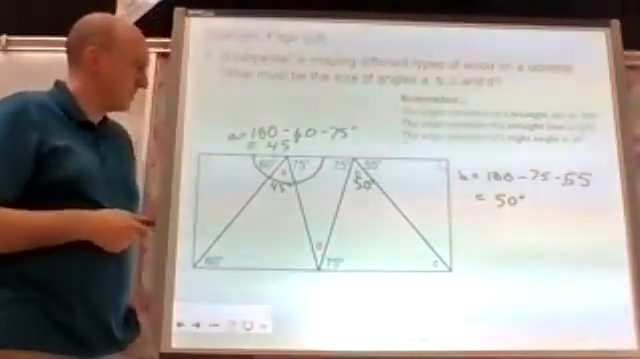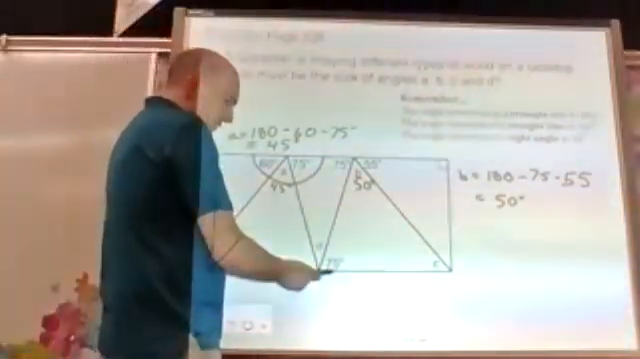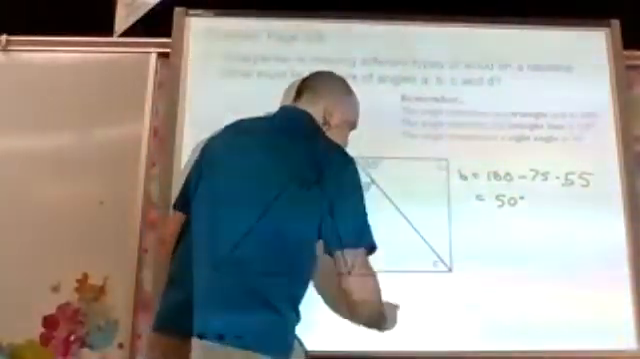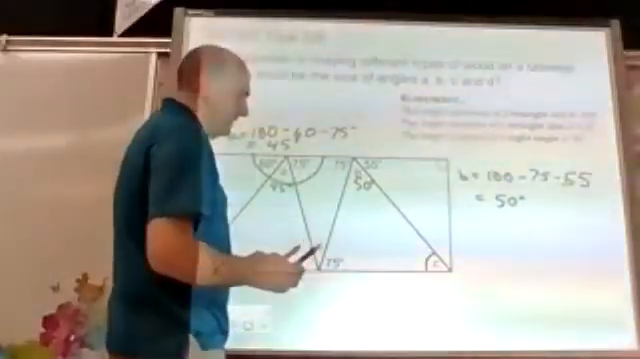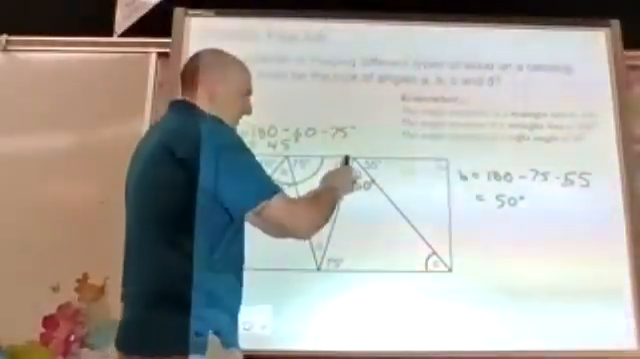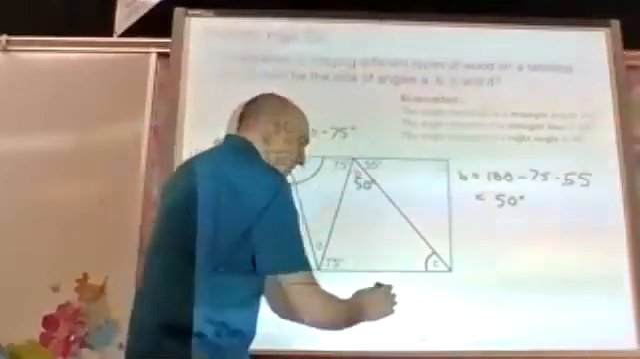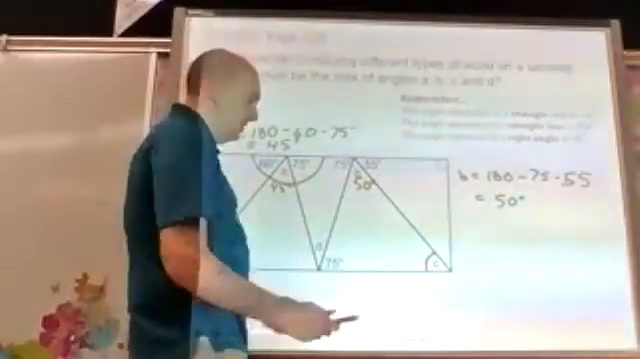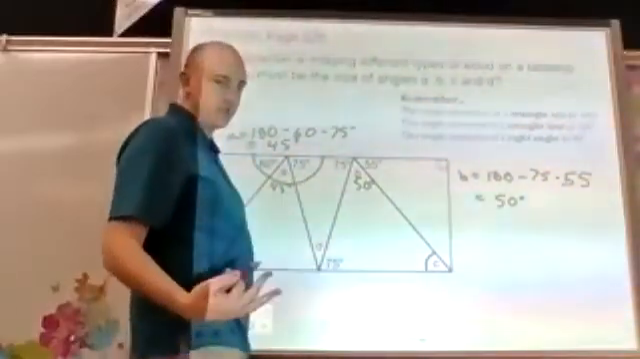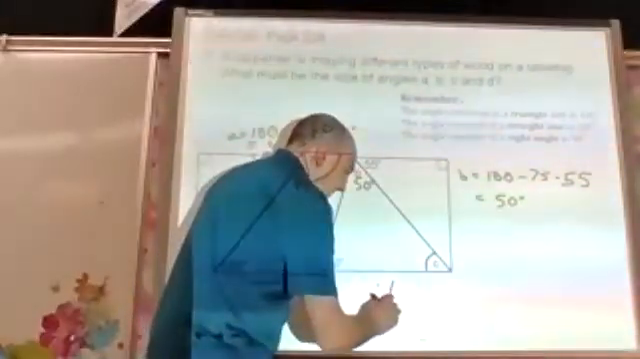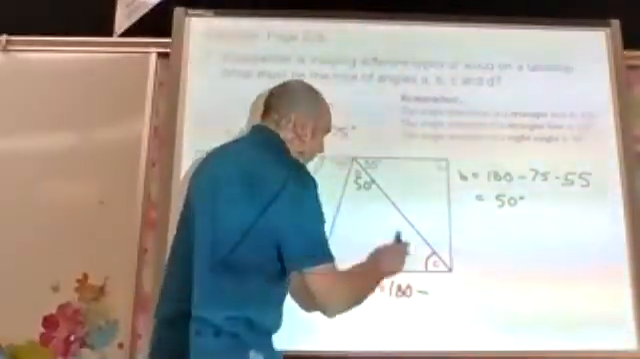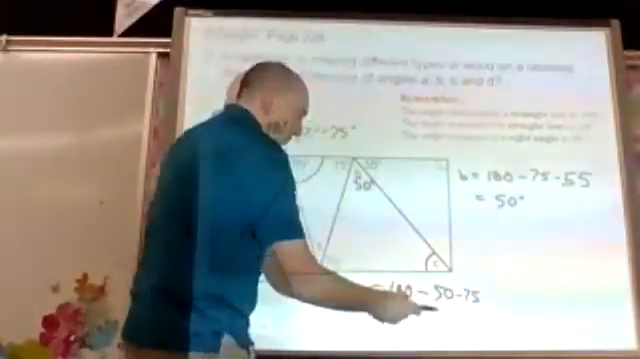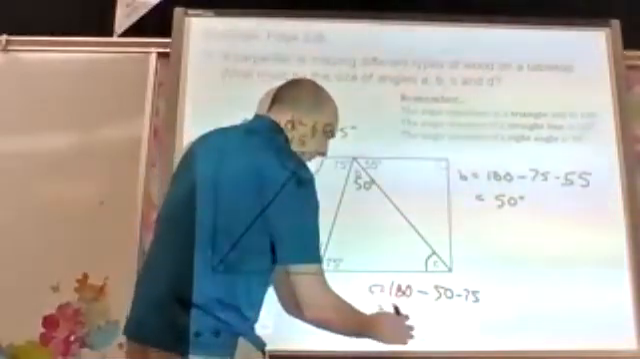Now, oh, C. Oh yeah, I've got enough information to calculate C. I've got a 50-degree angle here, 75-degree angle here, and an unknown angle here. But they are all part of the same triangle. So that means that C and 50 and 75 all add up to 180 degrees because every triangle is 180 degrees. So C equals 180 minus 50 minus 75. It's 125. So it's going to be 55 degrees.